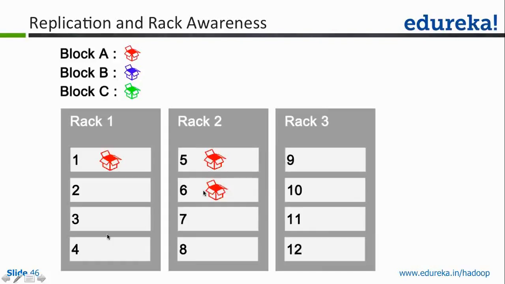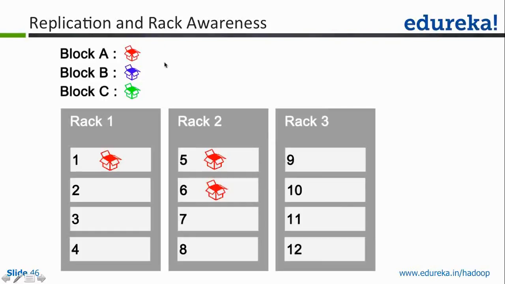So here is the trade-off. There's a probability of a rack failing, so to take care of the rack failure, you put a copy in a different rack. There's a probability of the data node failing, so the third copy is kept in a separate data node. Is that clear to everyone, guys? This is how the replication happens.